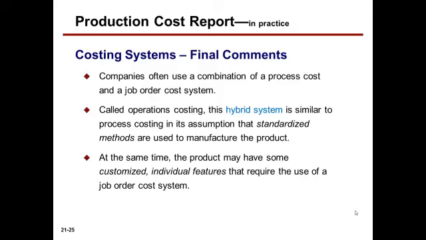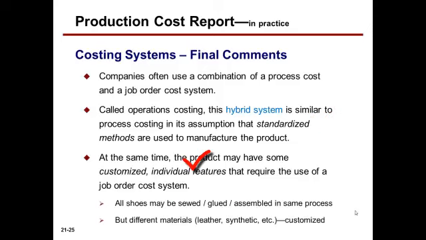In practice, companies often use a combination of process costing and job order costing. It's called operations costing. This hybrid system is similar to process costing in that it assumes that there's a standardized method to manufacture our products. But at the same time, the product may have customized individual features that require use of a job order cost system. For instance, all shoes may be sewed, glued, or assembled in the same process. However, there'll be different materials, leather, etc. That customizes the manufacturing process and uses job order to account for the materials. A hybrid system.